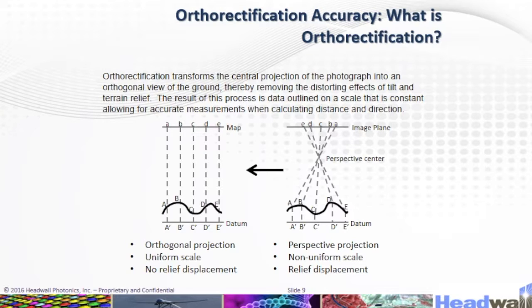Here we have the orthorectification accuracy. Orthorectification transforms the central projection of the photograph into the orthogonal view of the ground, removing distortion effects of tilt and terrain relief. The result of this process is data on a constant scale, allowing for accurate measurement when calculating distance and directions.